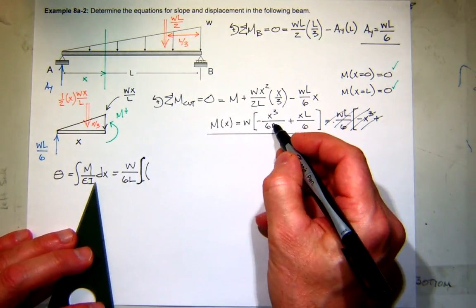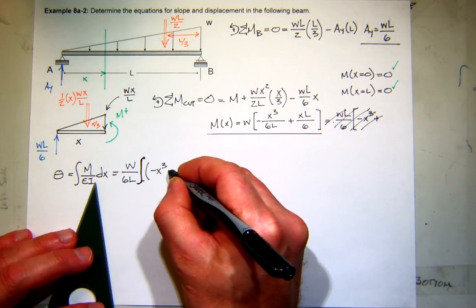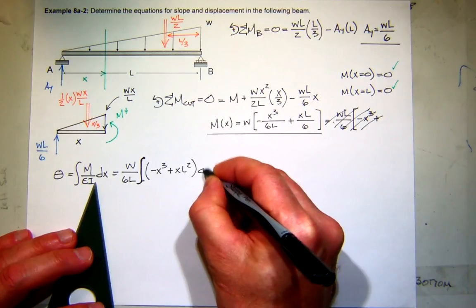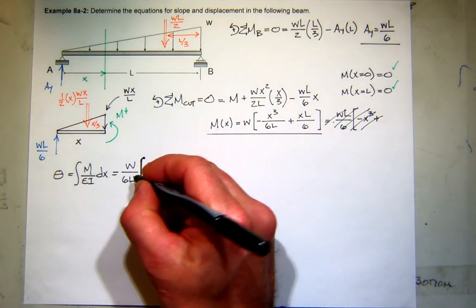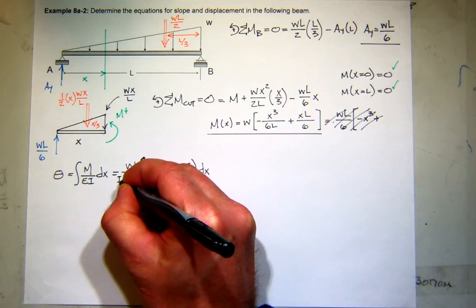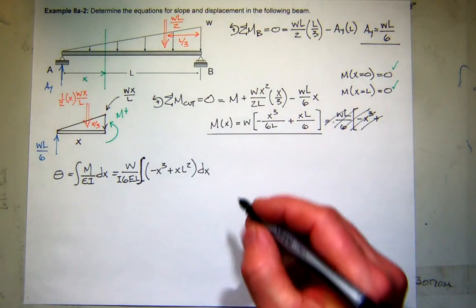So I'm left with what? Minus x cubed, and this will be plus x L squared. Did I do that right? 6L EI. Oh yeah, where did my EI go? I'm going to squeeze it in. 6 EL. Thank you. That looks like a mess. I'll tidy it up next line.